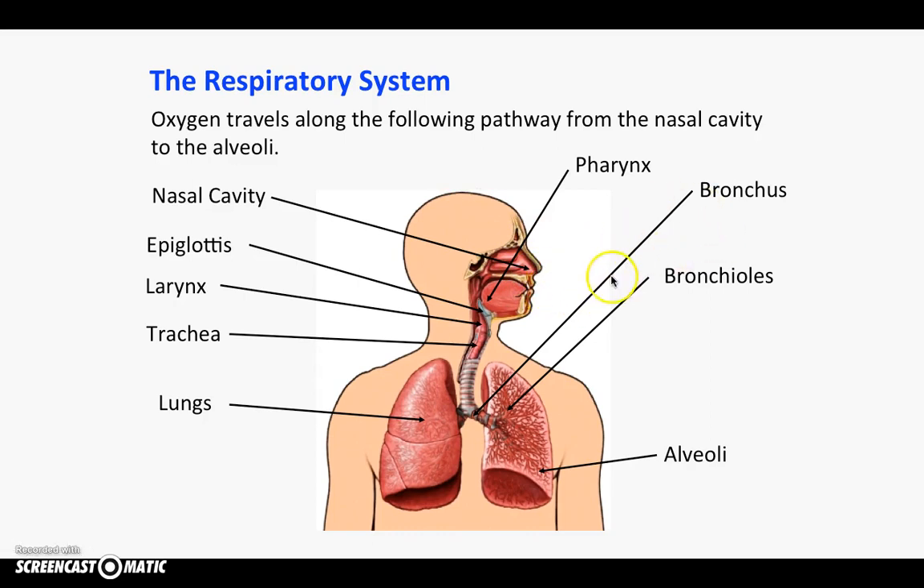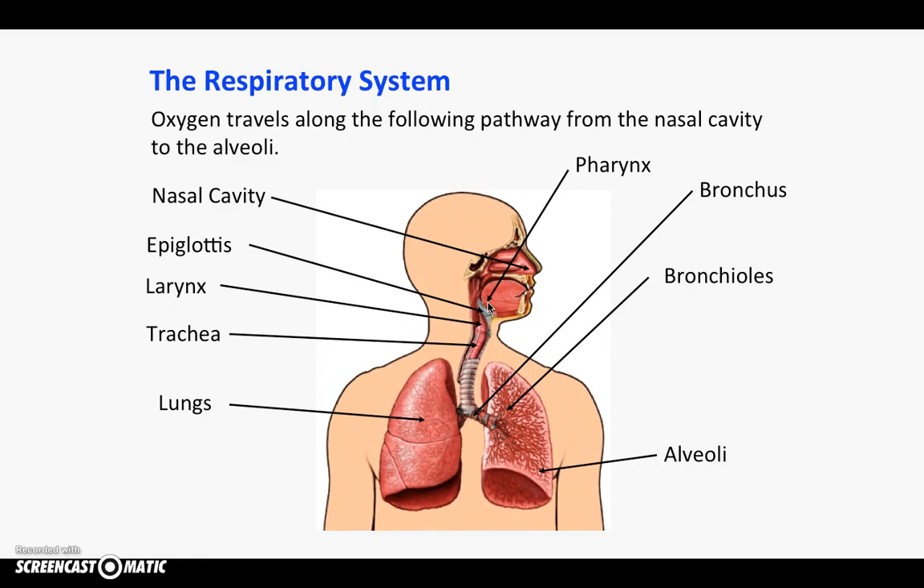Then we also have the pharynx, which is located here. The pharynx is commonly called the throat. So the pharynx is also known as the throat, and this is the passageway for food as well as air to pass through. So pharynx, throat, it's another way of getting air in.